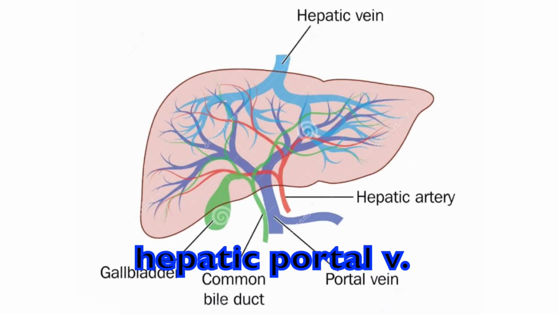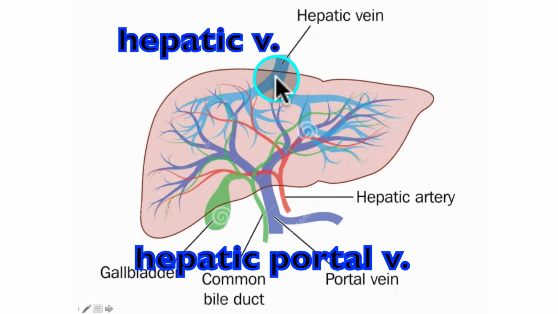As we see right here, here's the hepatic portal vein running right along with the common bile duct. The hepatic portal vein brings blood into the liver to be cleansed and detoxified. And then once that has happened, that blood is going to leave the liver via the hepatic vein and drop into the inferior vena cava. So just so we're clear, there's a hepatic portal vein entering the liver and a hepatic vein leaving the liver.